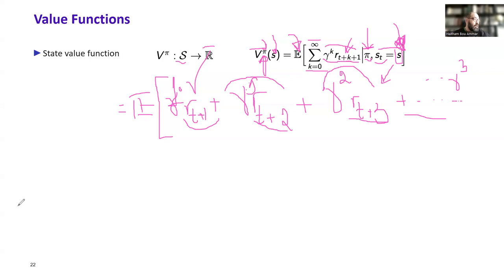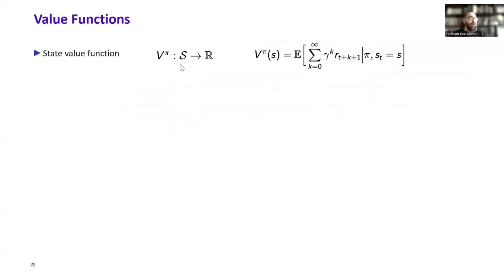In short, the value is a map from states to real numbers, and it's given by this equation, which measures how good we are at transitioning, following that policy pi from s_t, and the rewards I get, weighted by this gamma to the power k. So the more I look into the future, the less effect it will have on the value of my current state.